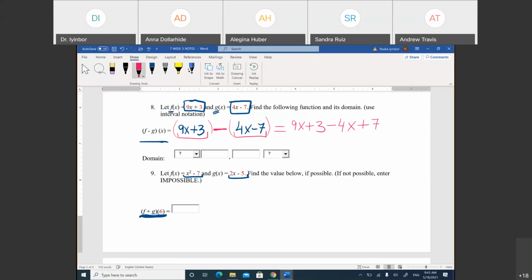And then you're going to combine x and x. So what is 9x minus 4x? 5x, right? 5x. And then you're going to do 3 plus 7. 3 plus 7 is plus 10. So that's my answer. That's my function f minus g. So the function f minus g is 5x plus 10. Okay? Everybody understanding that?